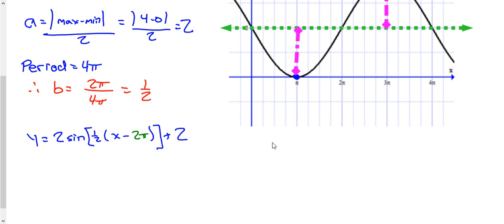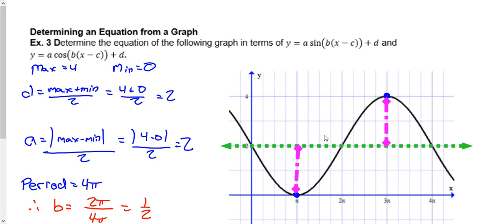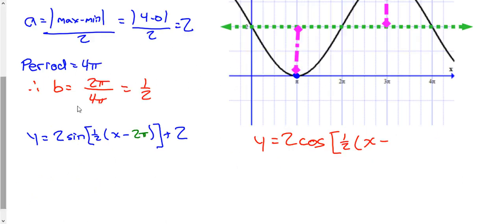So my cosine graph is going to be y equals 2 cos, again bracket 1/2, and really everything's staying the same except for our phase shift. Minus what? Well, where's that first top? Well, that first top was at 3 pi, so it's going to be minus 3 pi instead of 2 pi, bracket, close, close, and we have that plus 2 there at the end. There we go. That's going to be my cosine curve.